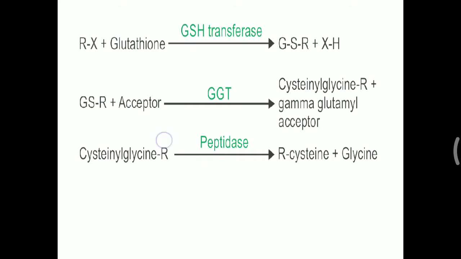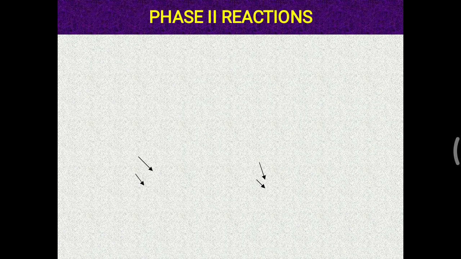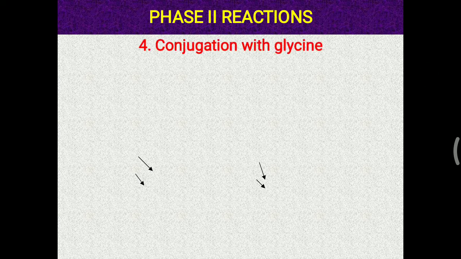Further, a peptidase enzyme will separate the glycine from the cysteinyl glycine. The remaining molecule is cysteine plus R, the xenobiotic. Finally, this R cysteine is combined with acetyl-CoA with the help of N-acetyl transferase, making mercapturic acid, and CoA is separated from the acetyl-CoA. So that is how glutathione ultimately transfers cysteine to the xenobiotic molecule. That is the phase 2 glutathione conjugation, playing the most important role by donating the cysteine amino acid.